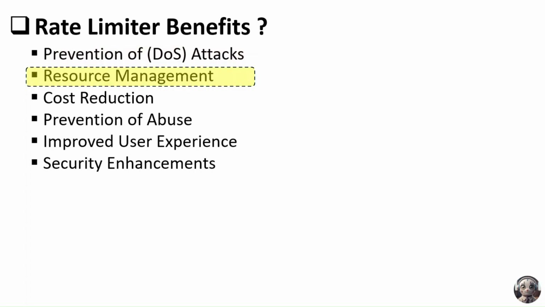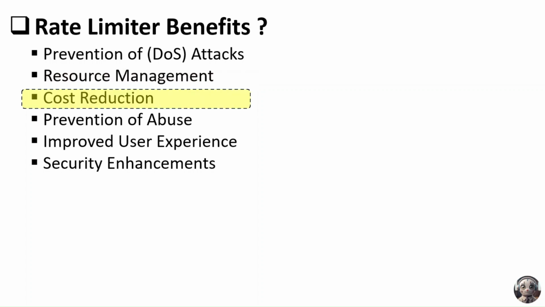Next up is resource management. Your system has limited resources, whether it's processing power, memory, or bandwidth. A rate limiter ensures that these resources aren't being hogged by a few users or processes. It makes sure that the load is spread out evenly, so everyone gets a fair share, and your system doesn't get overwhelmed. This is like managing a buffet. Everyone gets to eat, but no one can pile their plate too high at once.